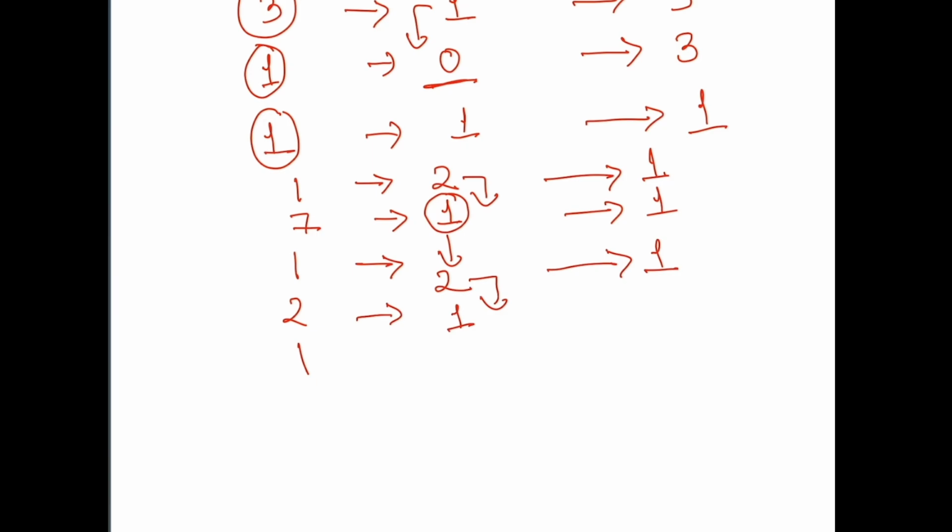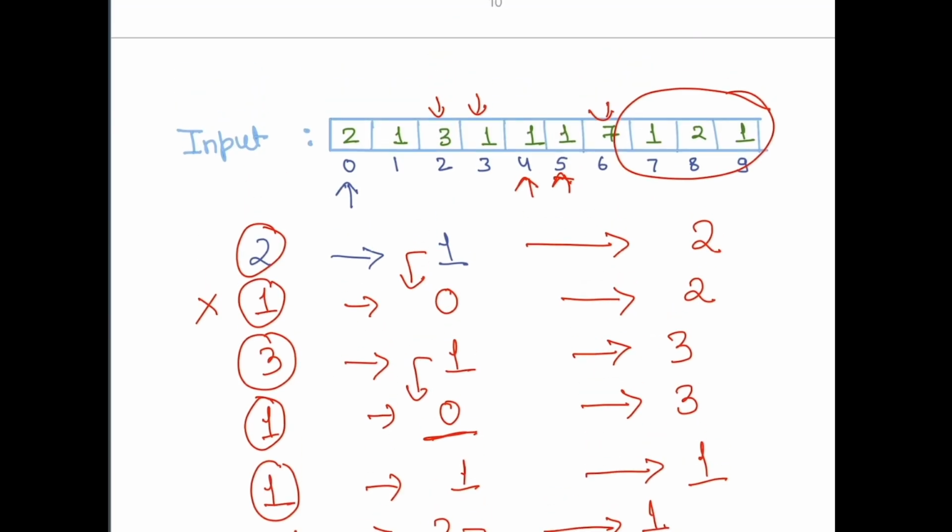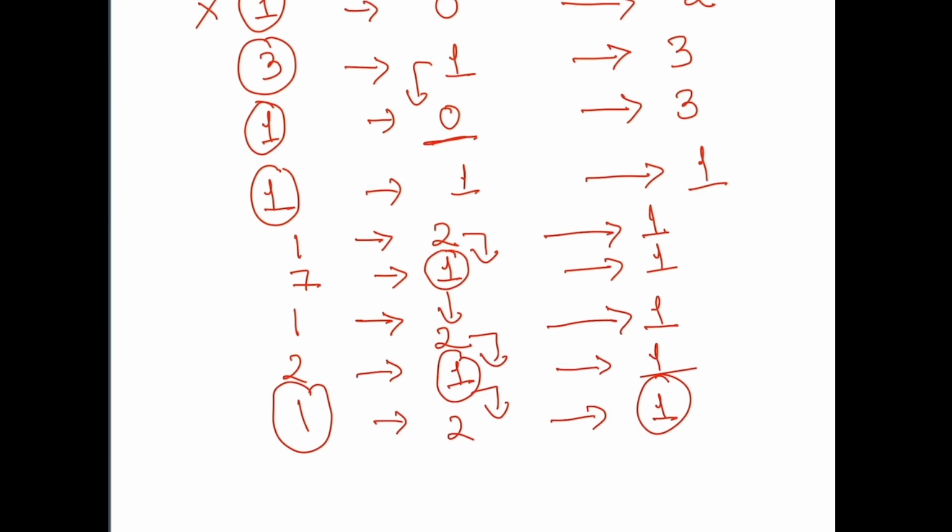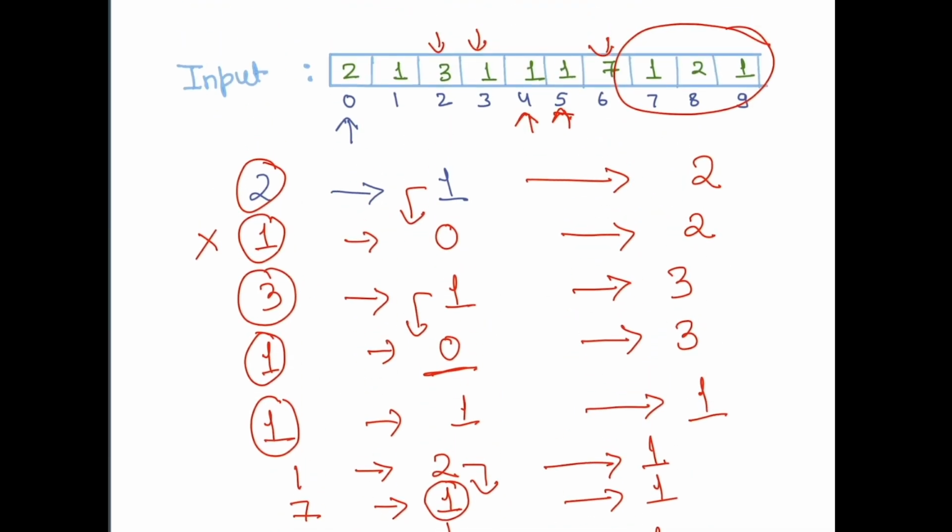And the moment you got 1, still your dominant element is going to be 1. And at the last, you will find that your last element is 1. You can increase the count from 1 to 2 and your current dominant element is going to be 1. So once you are out of the loop, you will find that your last dominant element which you found is 1. And this is how you can find the dominant element without using any extra space and in a single loop. So now using this algorithm, we can find the dominant element.